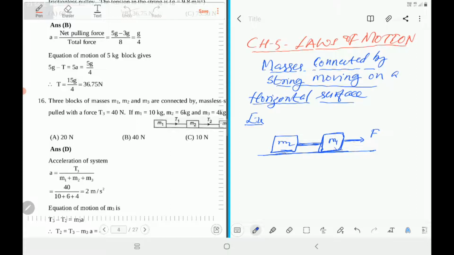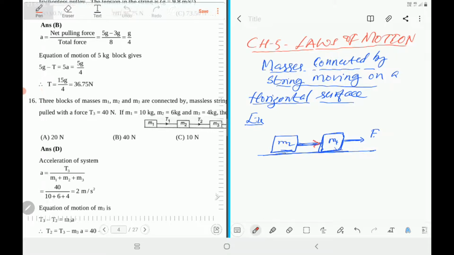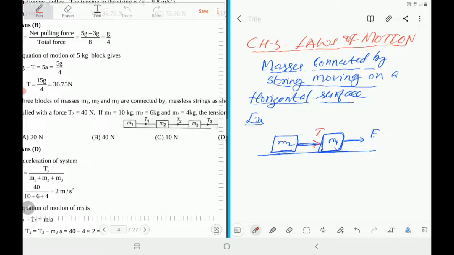Now, when you pull the body M1 with force F, the mass M1 in turn pulls mass M2. So that pulling force in the string between M1 and M2 is tension. What is the direction of tension? How do you understand? Mass M1 pulls mass M2. Which way? Right. Let us call the force T.